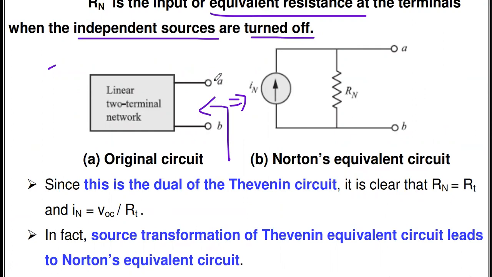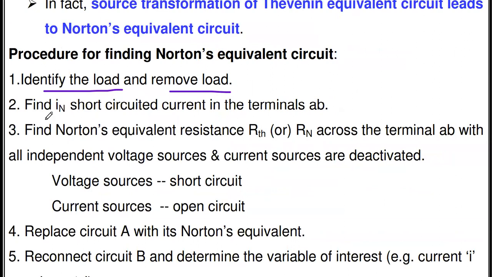That removed load, you just name it as AB. Okay, it is the first step. Then the second step is we have to find IN. What is IN? Short circuited current in the terminal AB.